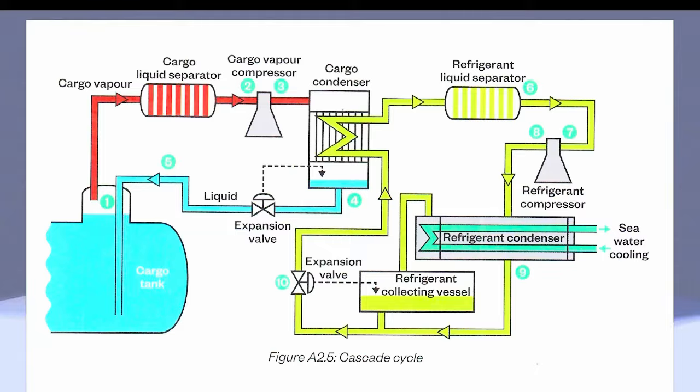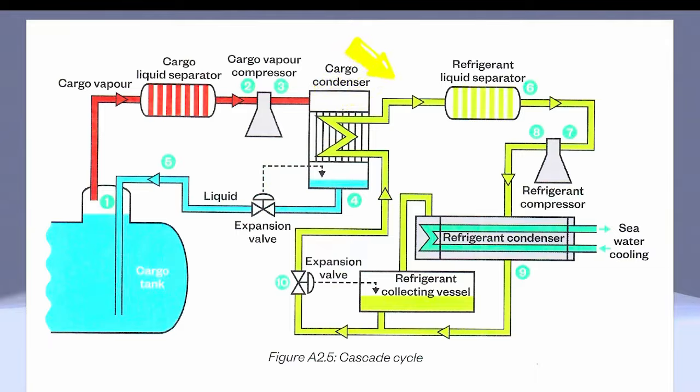Let's take a look at the second circuit, which is the yellow one. This is the primary refrigerant circuit. It is this specific circuit that provides the essential cooling for our entire system. The refrigerant itself, located within the cargo condenser at point number 4, after it has absorbed heat from the cargo condenser, evaporates and gradually turns into a gaseous vapor.